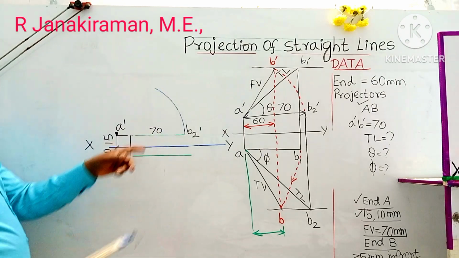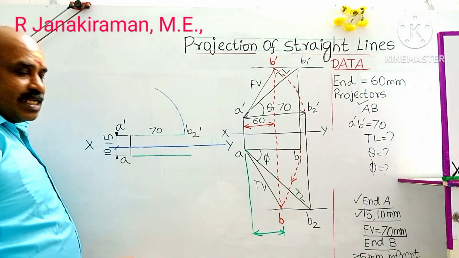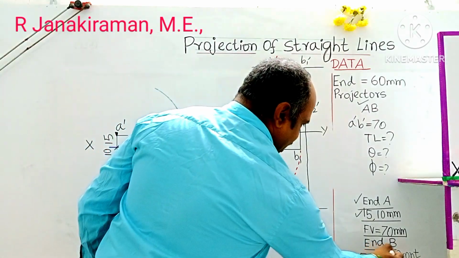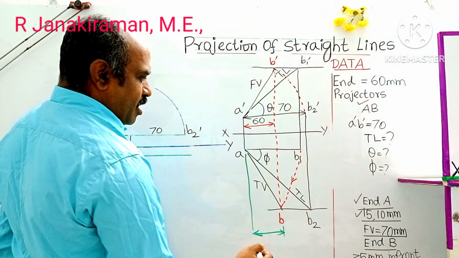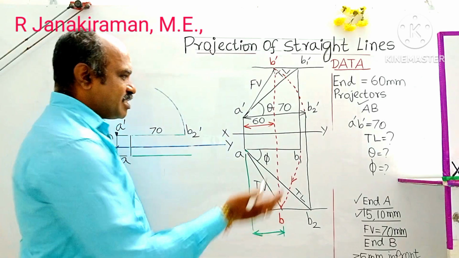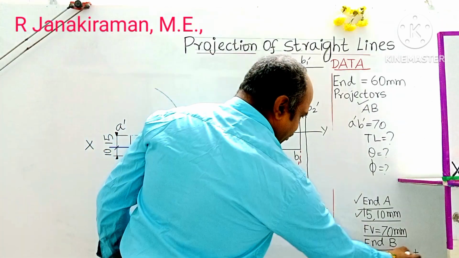Okay, we don't know its length, so let it be as it is. And the remaining data we can complete. The end point is 35 mm in front of VP. End point B means in front, so the distance will always come below the XY line, based on the straight line concept. 35 mm in front of VP.